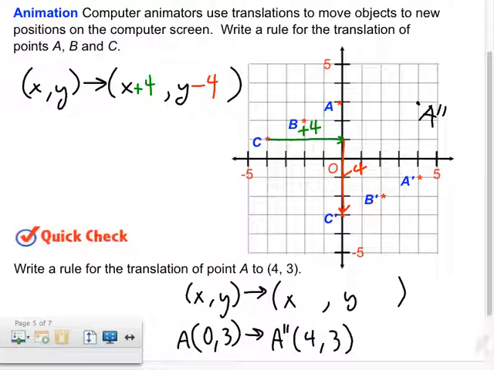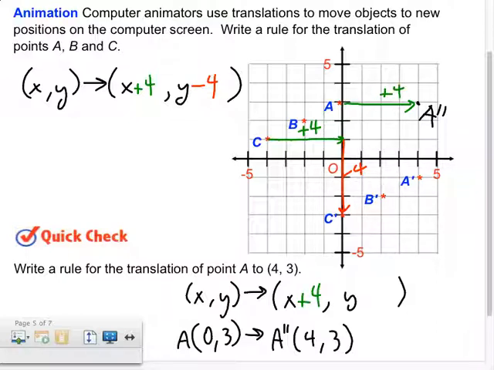Okay. So what's happening? What changed? Only the x. Only the X value changed. And how much did it change? Plus 4. It changed from here to here, plus 4. So this is plus 4.